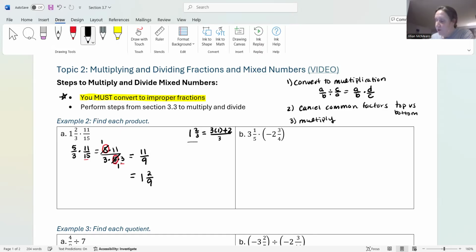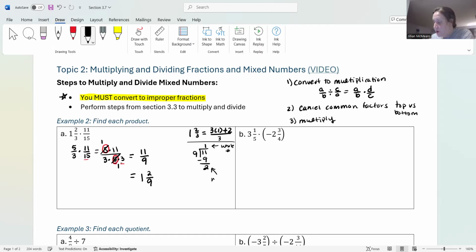Now, if you're going to do the long work for that, that's fine. We would take 11 and divide it by 9. How many times will 9 go into 11? It goes in once. We take 1 times 9 and subtract it, and we get 2. This is your whole number.